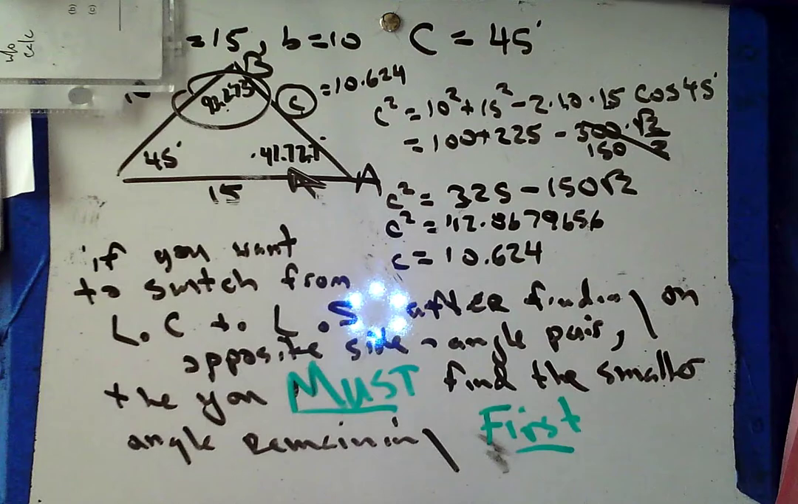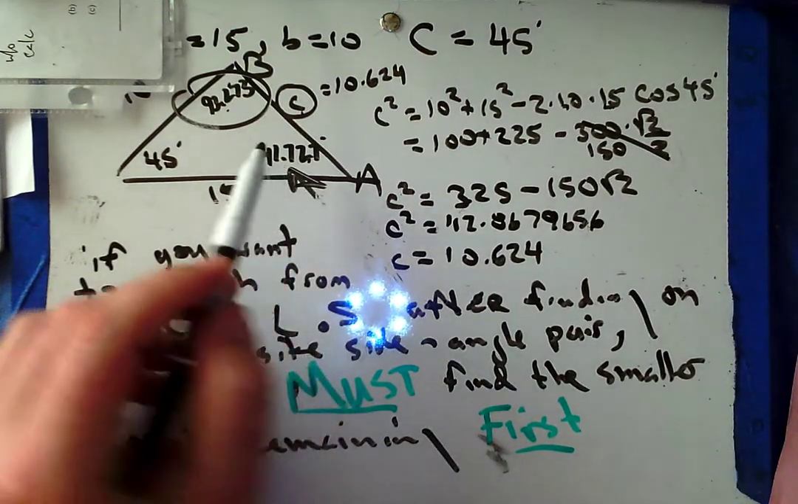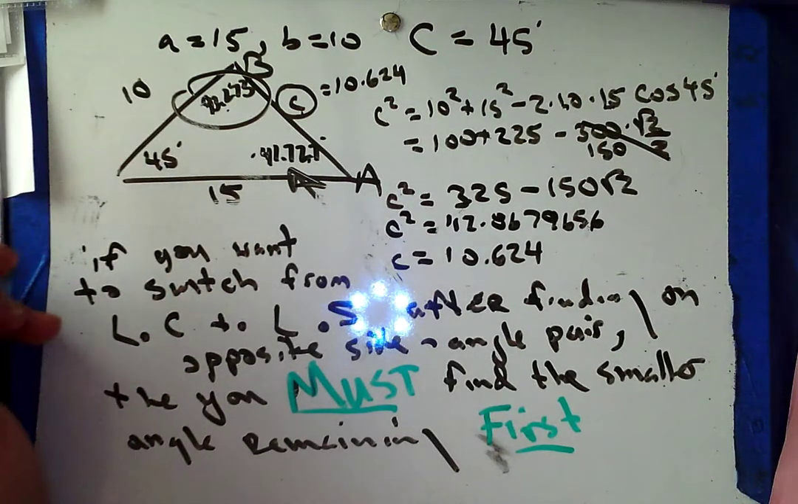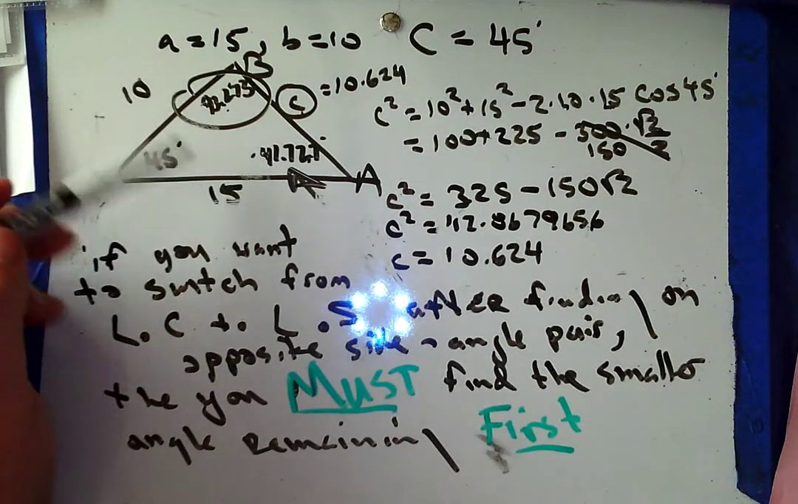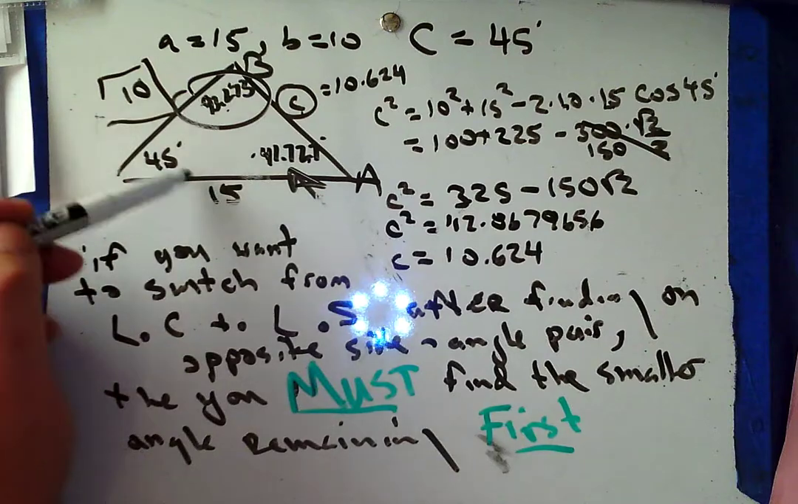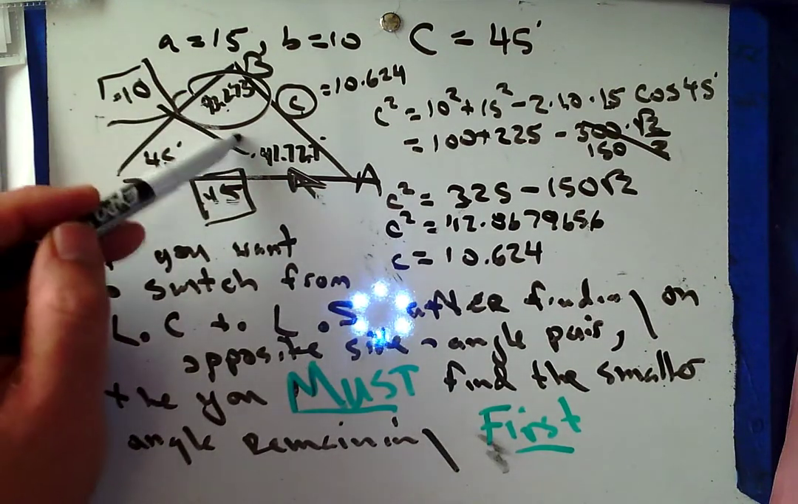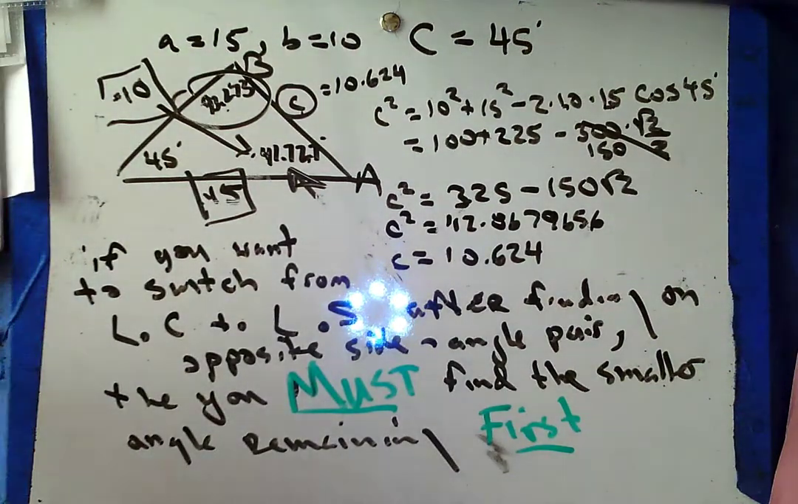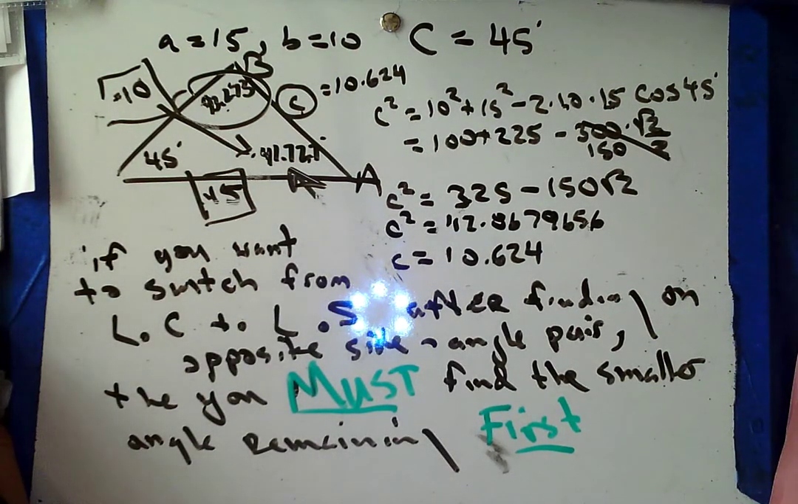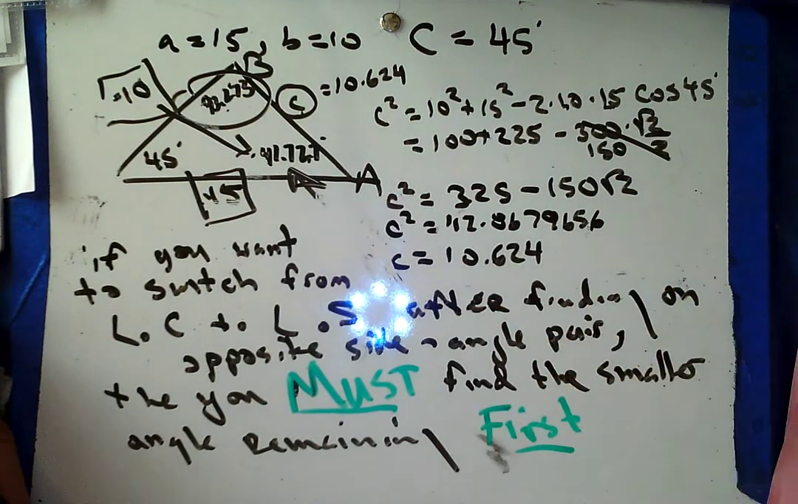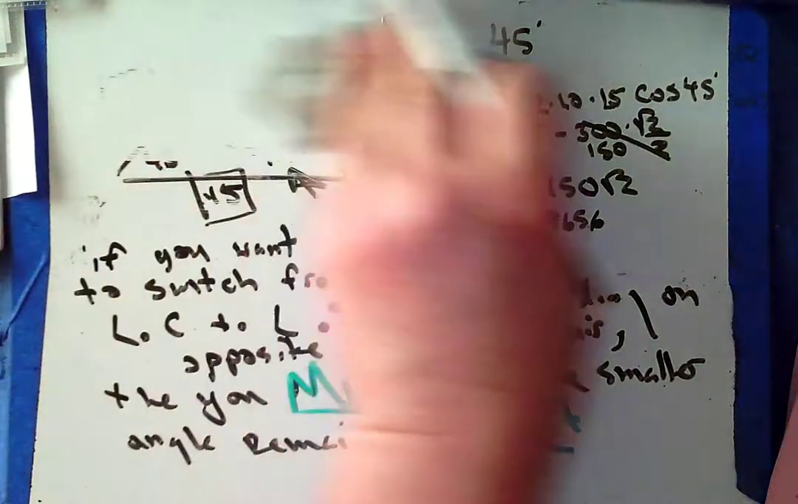Okay, so we've got to find that smaller angle. We have two angles to find. We want the smaller one first. How do we know which one is smaller? Well, across from the smaller side is the smaller angle. Which side is smaller? The 10 is, so we need to find that angle first. Okay, so law of cosines twice always works. Law of cosines switching to law of sines works if you find the smallest angle first.